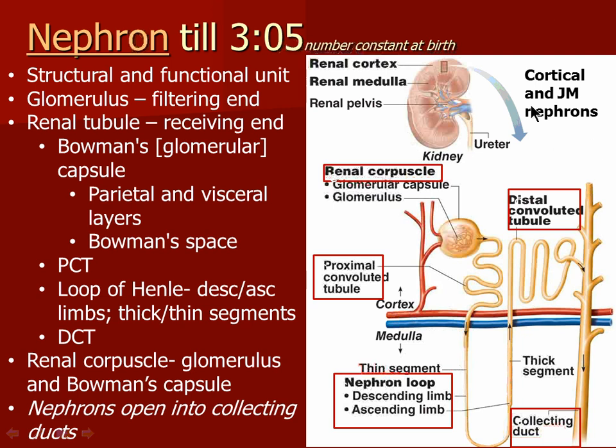Most of the nephrons lie in the cortex. Most of them, about 80% of them, lie in the cortex. So in other words, most of them will lie here. So they'll all be here. So they'll dip down and come back here.